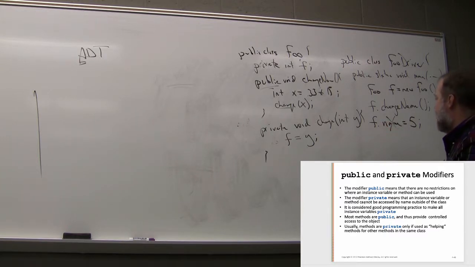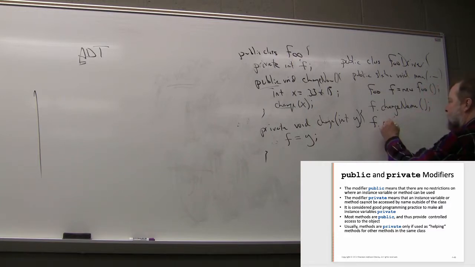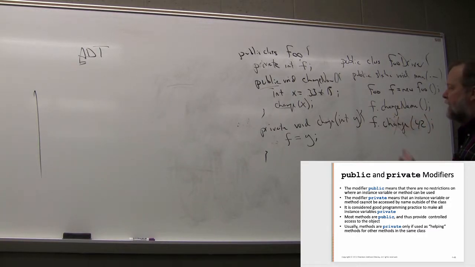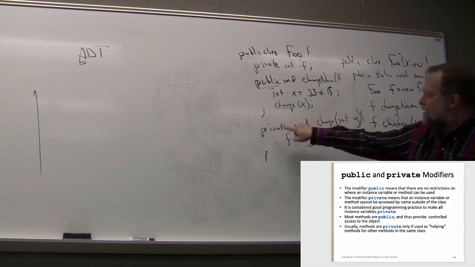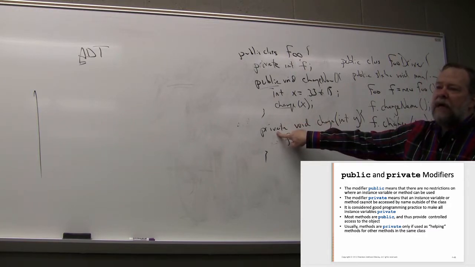If I try to do that, this f.change 42, right, that won't compile. Because again, the change method is private. So I can't call it.